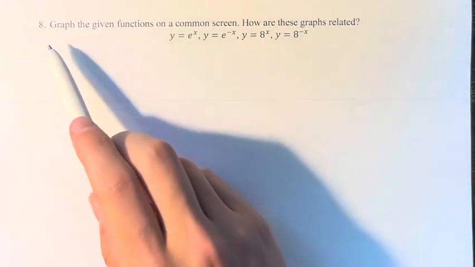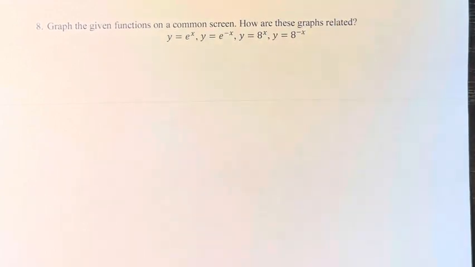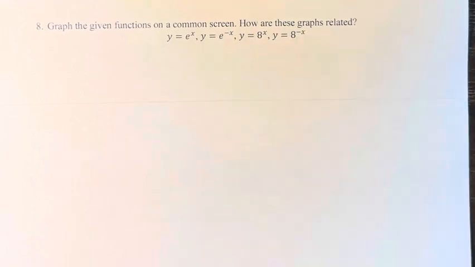In this problem, we're asked to graph the given functions on a common screen, and we're asked how these graphs are related. So we have y equals e to the x, e to the negative x, a to the x, and a to the negative x.